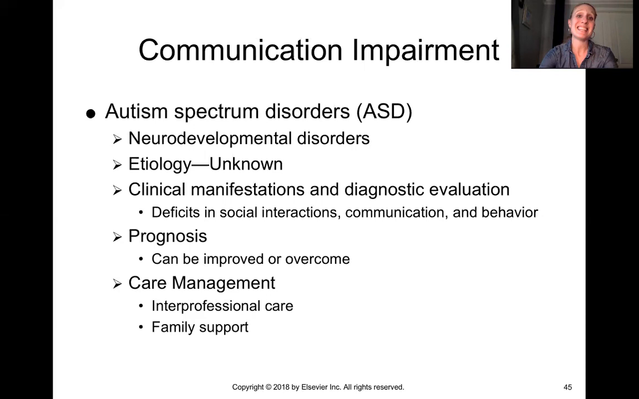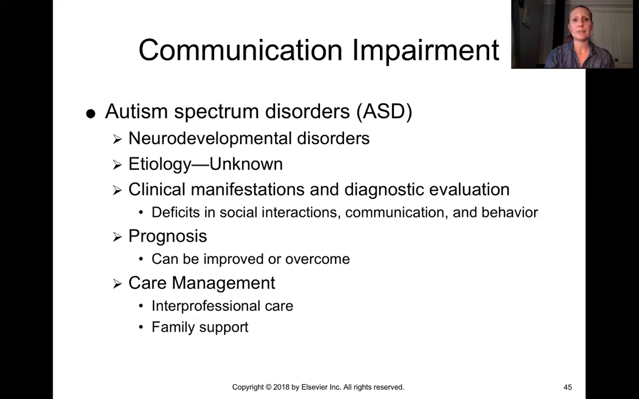So 1 in 68 children have some sort of autism spectrum disorder. It's 4 times more likely to occur in boys than in girls. From the neurological development aspect, some of the signs are a delay in hand dominance, so determining which hand the child is going to write with is slightly delayed. And there's a persistence of the primitive reflexes early on. So that's a sign earlier in infancy. If some of those primitive reflexes stick around a little bit later, then that's a sign that this child might end up falling on the spectrum somewhere.